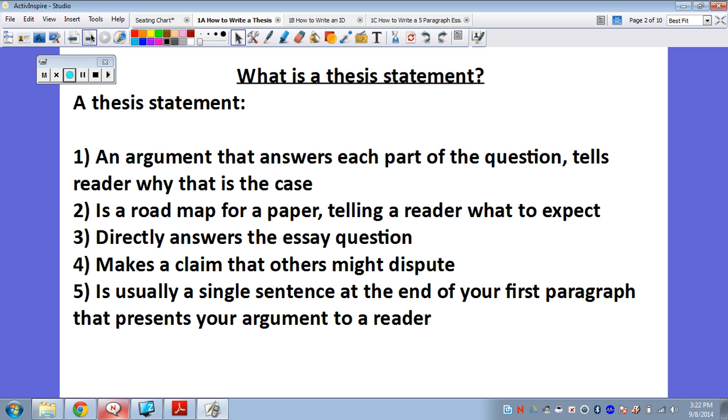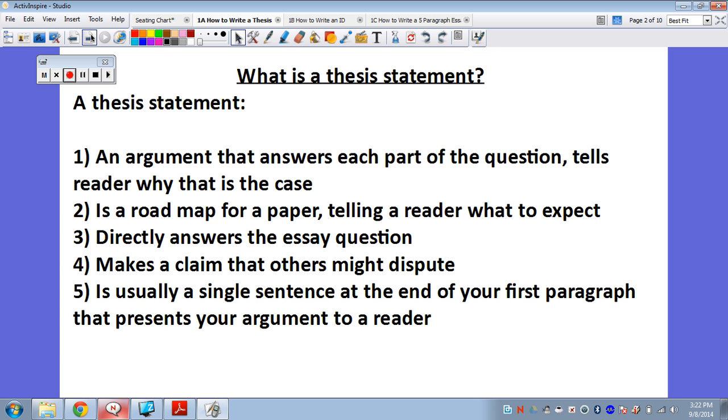A thesis statement is an argument that answers each part of an essay question. It tells the reader why your answer is what you're going with. Essay questions are not simply "write an essay on Greece." They're going to be some kind of question that you have to answer. A thesis statement is also a roadmap for a paper, telling a reader what to expect. A reader should be able to look at that thesis statement and not only know which way you're arguing, but how you're planning to go about it.